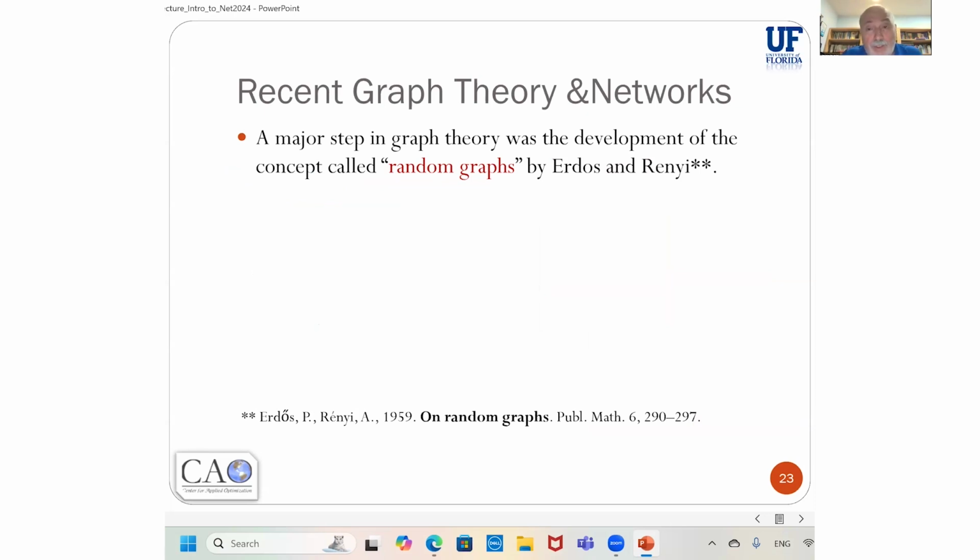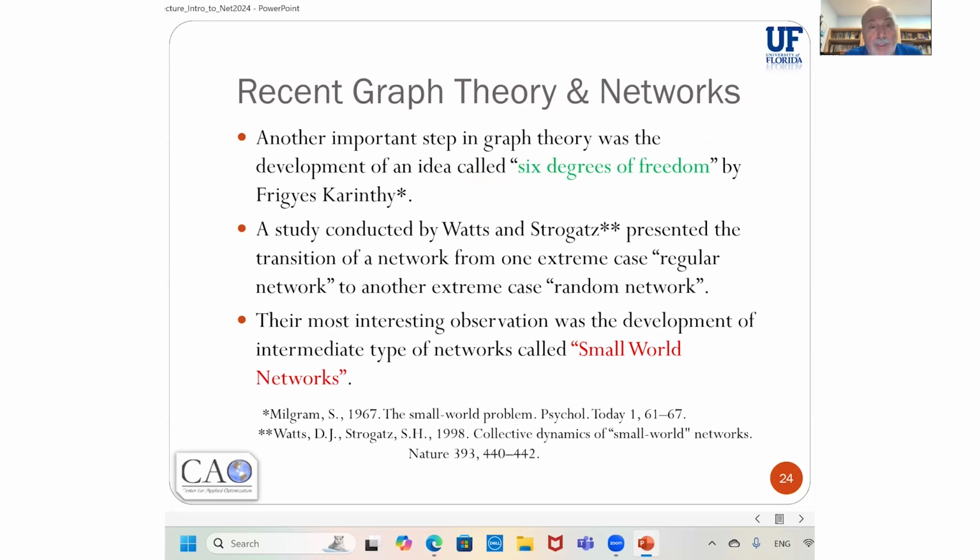For example, Erdős and Rényi developed the concept of random graphs. Later came the concept of six degrees of separation, and the study conducted by Watts and Strogatz presented the transition of a network from one extreme case, regular networks, to another one, random networks. Probably you know that book because it also discusses the six degrees of separation, and the shortest path in a social network between me and any other person. The diameter is, on average, at most six. And the most interesting observation was the development of a new type of network, small world networks.